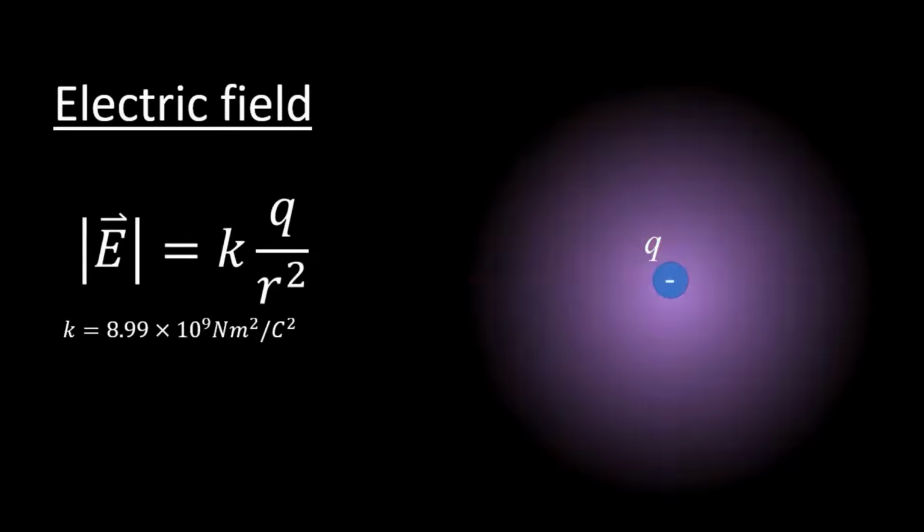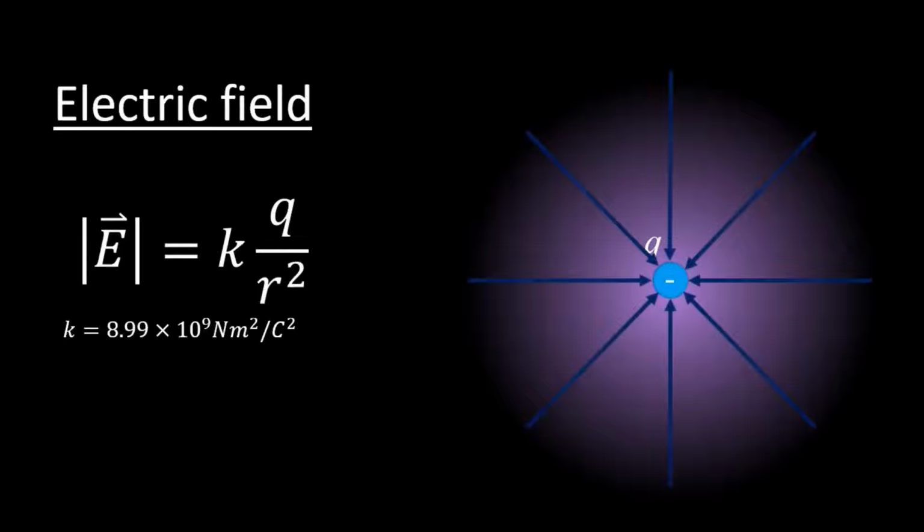The same process can be repeated for a negative point charge. Now, if you place the positive test charge, the force between the point charge and the test charge is going to be attractive. So the electric field lines will look the same as for the positive charge, but they will be pointing inward toward the negative point charge.